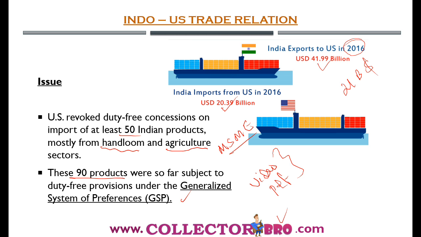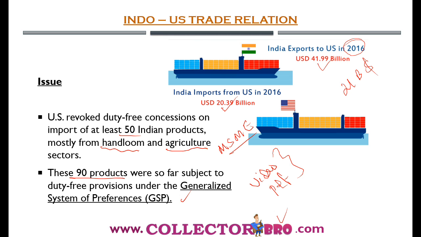So under this generalized system of preferences, the US is giving a zero or a low import duty for the poor and the developing countries. This generalized system of preferences program of the US has been considered as a commitment of the US towards the development of the poor and the developing countries.